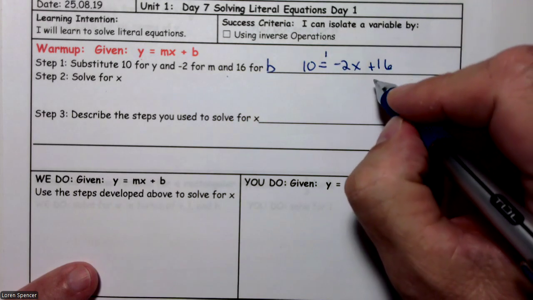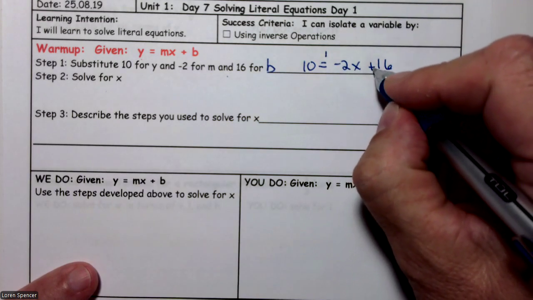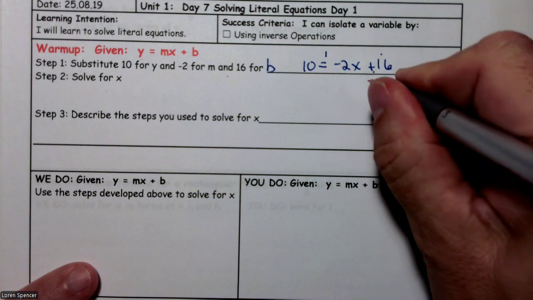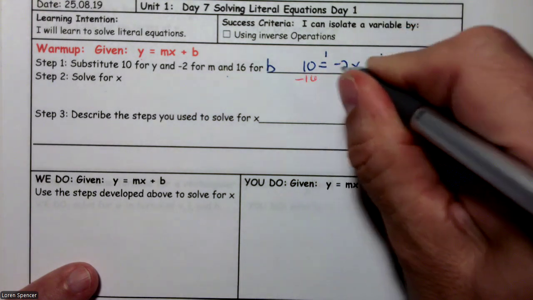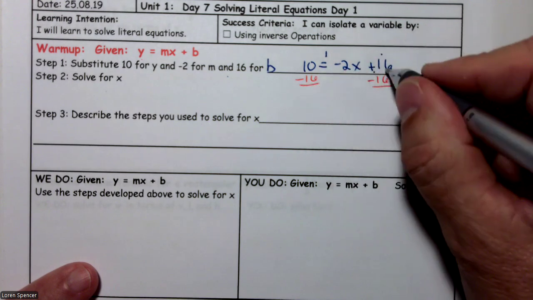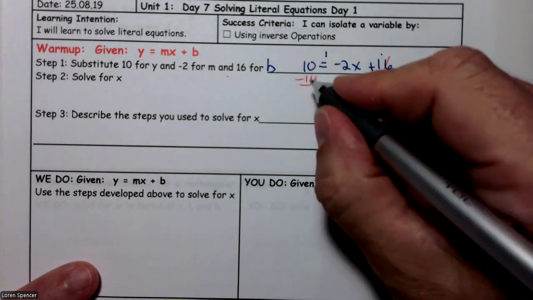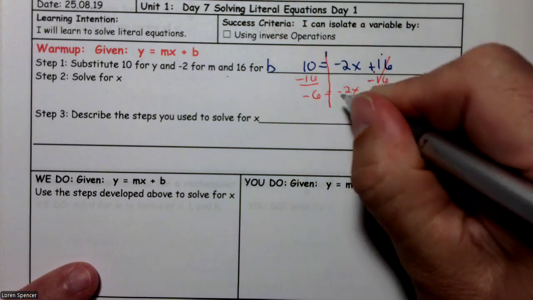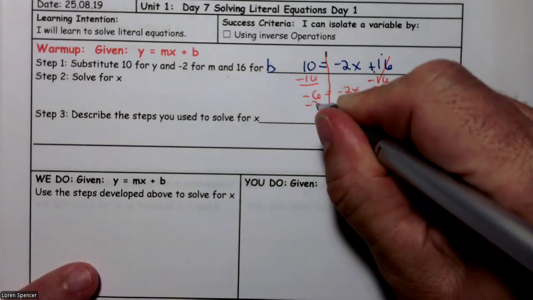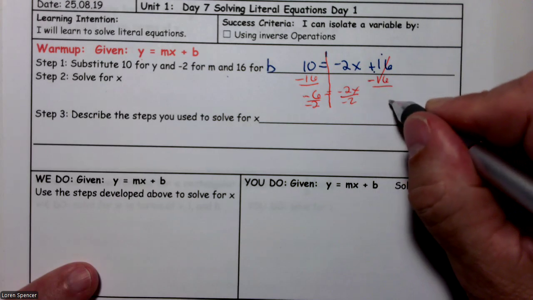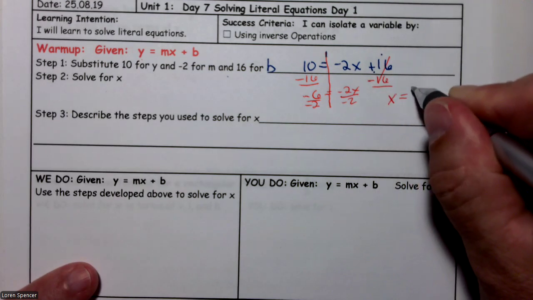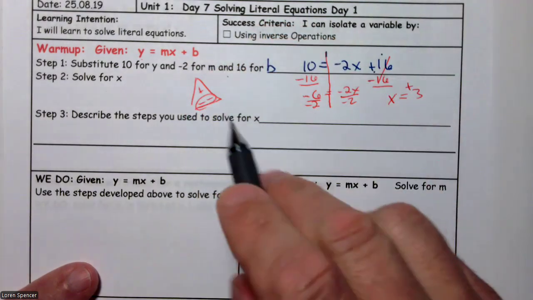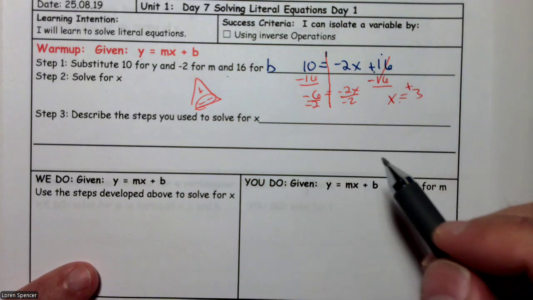Okay, well, I need to move my constant away. So 16 is my constant. So I'm going to do a -16 on both sides. This goes away. And now I have -6 equals -2x. I'm going to divide by -2. And I end up getting x equals +3. And the reason I know it's a positive is I can go back to the triangle and I have two negatives equals a positive. So that's what we get there.